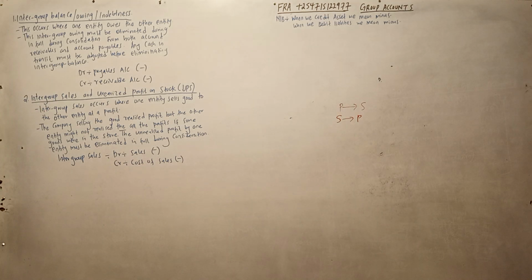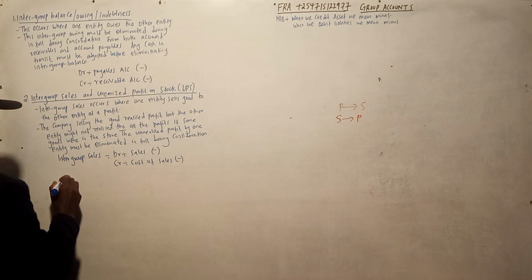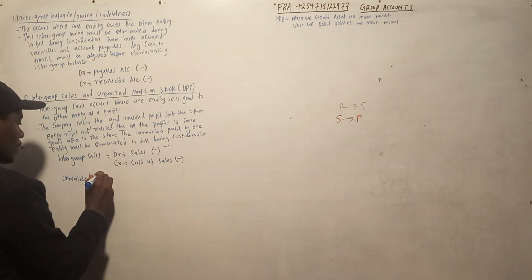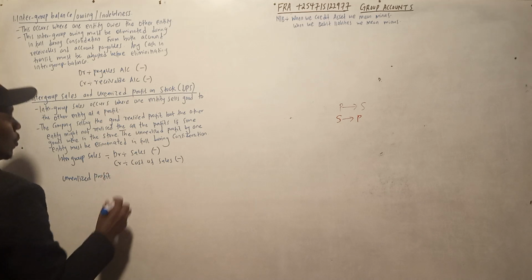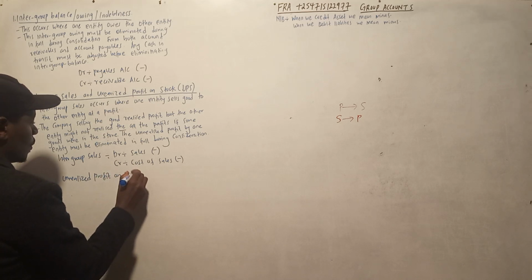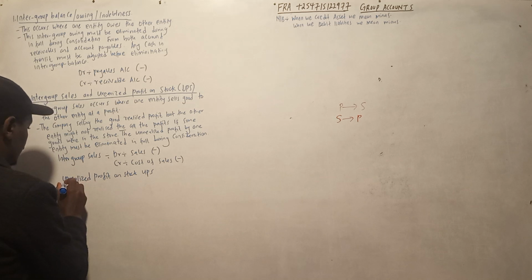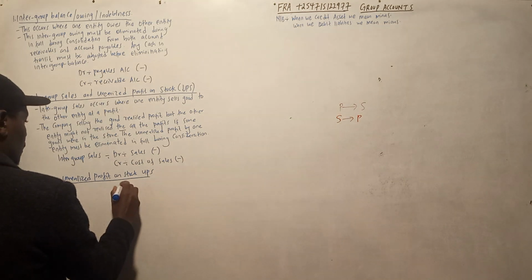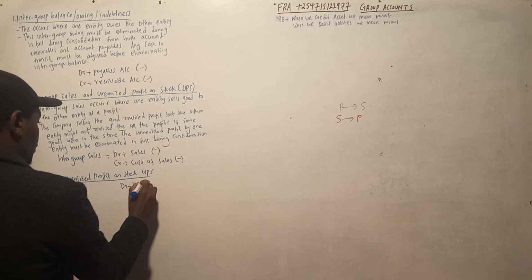Then we have the unrealized profit on stock. We call it the UPS. So for the unrealized profit on stock, we debit the income statement.